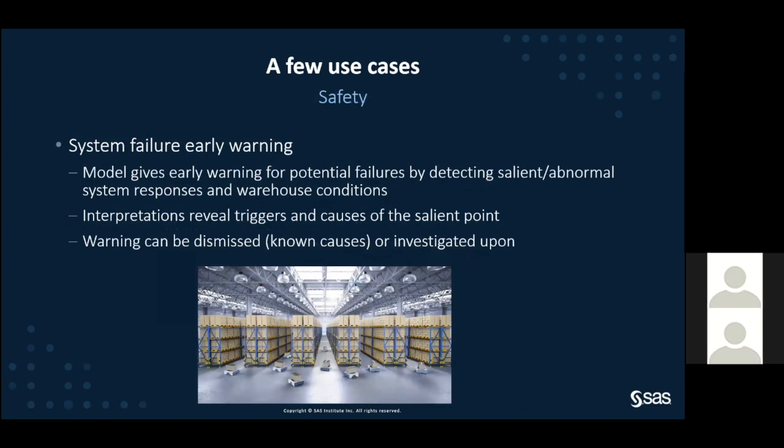Also, there's another use case by one of the customers. Basically, they model potential failure in their warehouse by detecting anomalous system responses and conditions. And whenever they detect an anomaly point, that's a potential warning for a problem in the warehouse. However, it's unclear sometimes why there is an anomaly point. So they use interpretations to review the triggers and causes of the anomaly point. By having that, the warning can be either dismissed if they know the cause of that point, or investigated upon.